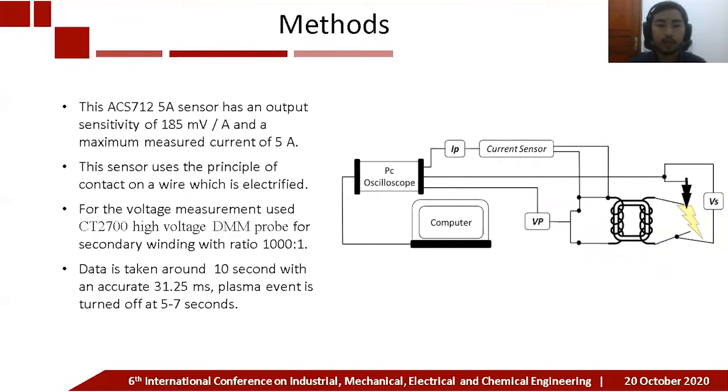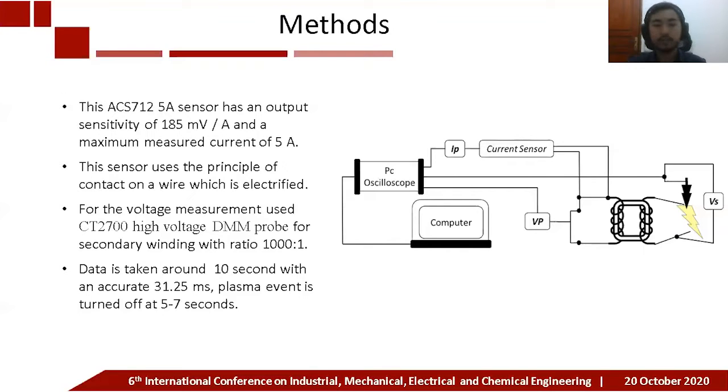And then this is the schematic of the measurement. For the current sensor, we use the ACS712 5 ampere with a sensitivity of 185 millivolt per ampere. The sensor uses the principle of contact on the wire which is identified.